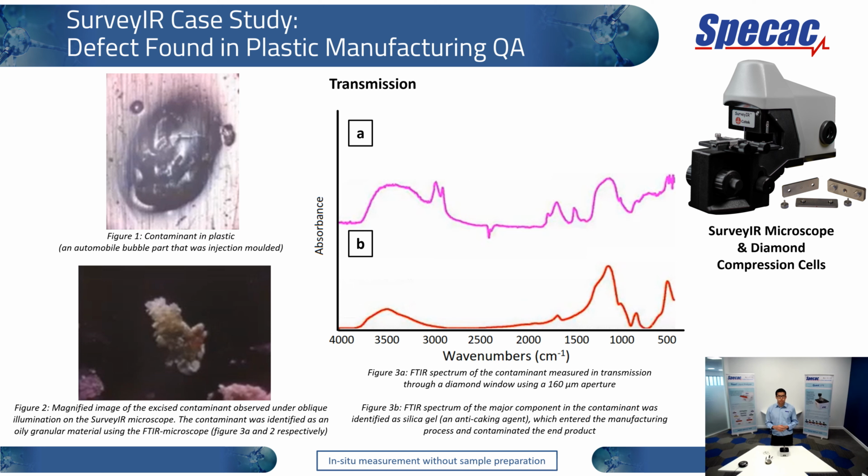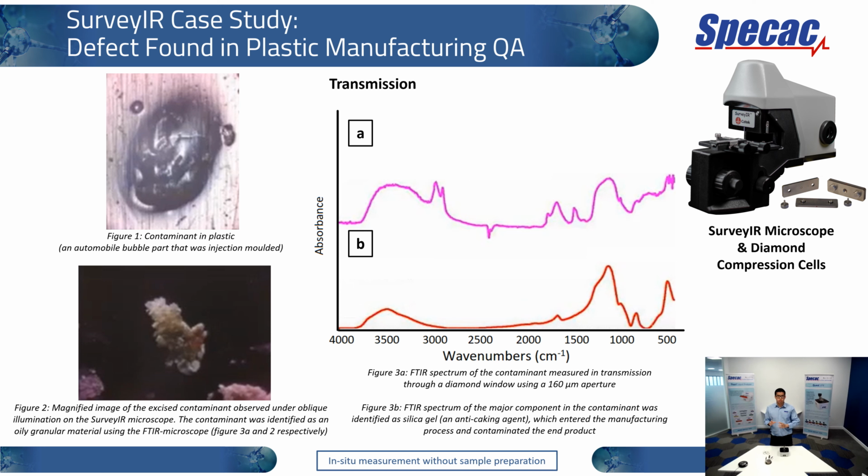In figure 1, you see an automobile bubble part that was injection molded. So you can see that with the naked eye actually without zooming in with the microscope. But then when you go to figure 2, you can see a magnified image of that contaminant removed from the injection molding. And when FTIR is coupled with microscope, you can then see it more clearly, and the contaminant was identified as sort of a granular material.